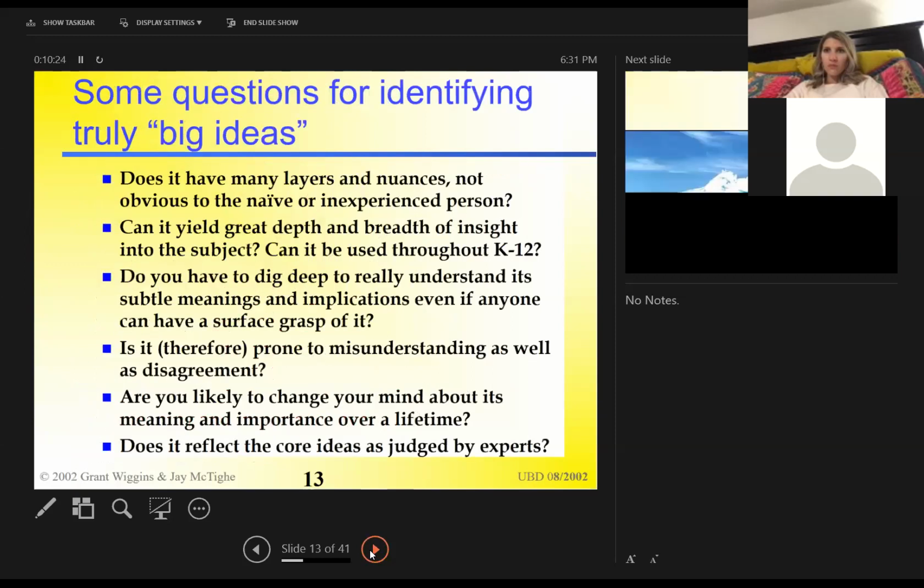Okay. So a lot of times teachers and others will struggle at first with the idea of what is a truly big idea. So these are some guiding questions that you can go through. For example, can it yield great depth and breadth of insight into the subject? So a big idea, like I said, in mathematics is the order of operations. Huge idea. It's going to be used throughout their mathematics education. Very important critical concept. So that would definitely be a big idea that I want to make sure that I teach. I teach to depth and complexity, and that I reinforce frequently.